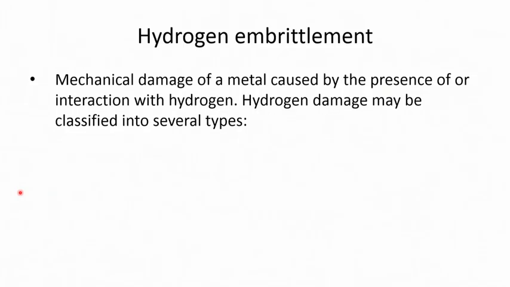The second type of problem is hydrogen embrittlement. Hydrogen embrittlement is a phenomenon which occurs in an environment where hydrogen is present.